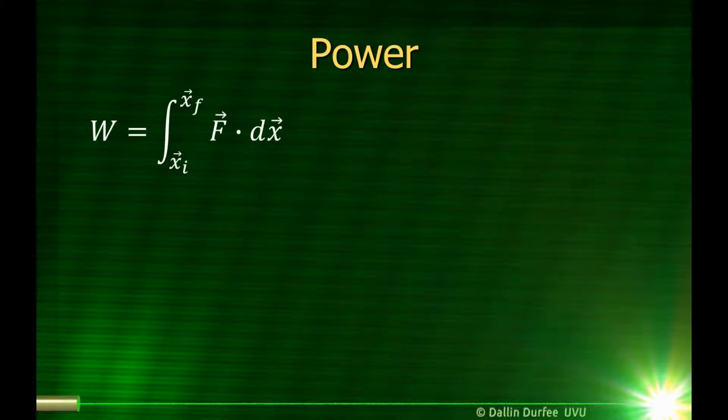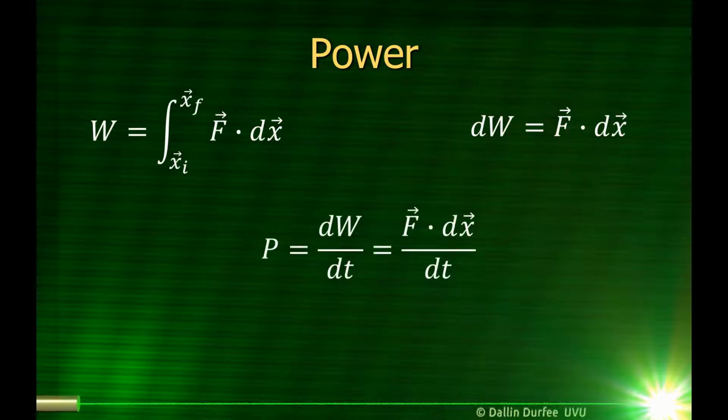Now, remember that work is the integral of force dot distance. That means that if an object moves a tiny distance dx, the little bit of work dW that's done on the object is just force dotted into that little displacement dx. Well, power is dW/dt, but a little step in work is just F dot dx, and dx over dt is velocity, so we can also think of power as force times velocity. The rate at which work is being done is just force dotted into velocity.